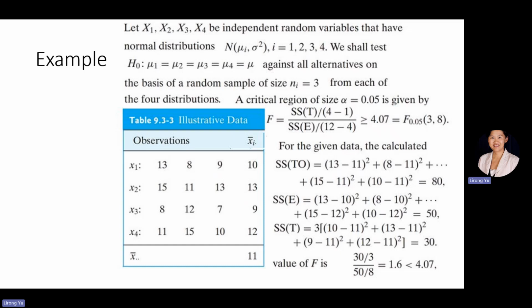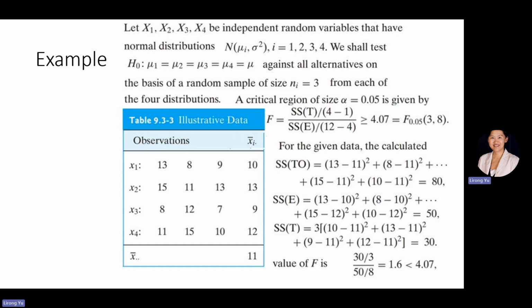So the SST is 30 divided by 3, and then the 50 is the summation square in the error term within the group. So the 50 is divided by 8, because the degree of freedom is, the total is 12, minus 4 treatments, 12 minus 4. That's how you get the 8.